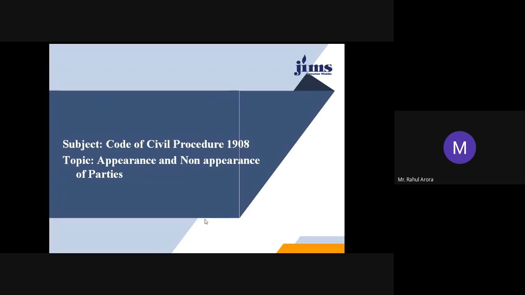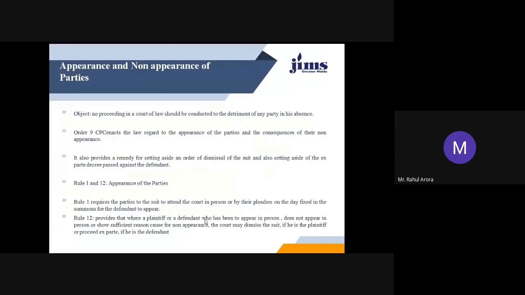Now I will start with the said topic. The object behind appearance and non-appearance of the parties is that no proceedings in a court of law should be conducted to the detriment of any party in his absence, and thereby to give him full access to justice and also to give him a fair trial in the said case.